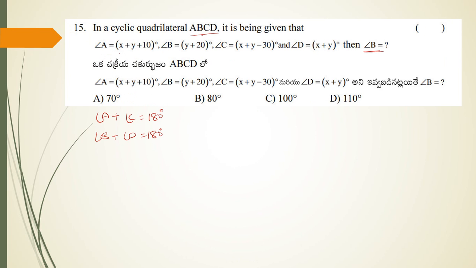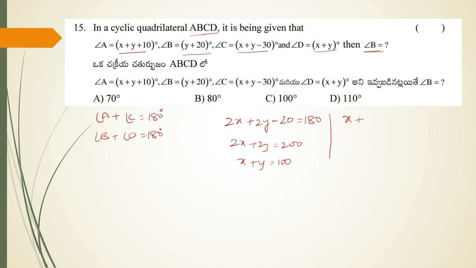Now on adding these two, A and C, x plus x is 2x, plus y is 2y. 10 minus 30 is minus 20, is equal to 180 degrees. So from this I am going to get 2x plus 2y is equal to 200. So from this, x plus y is equal to 100. The same way, moving on to B and D.